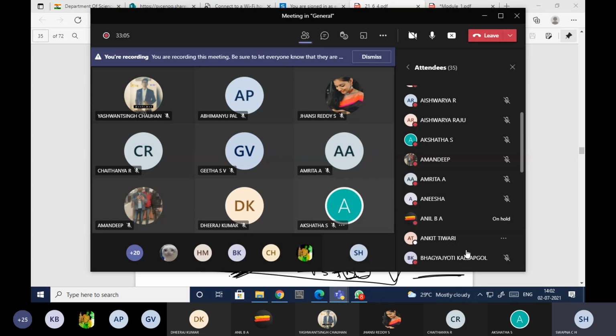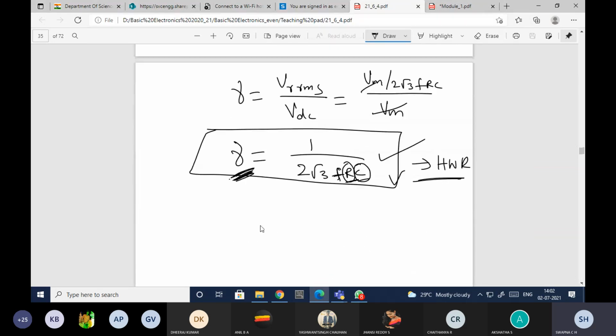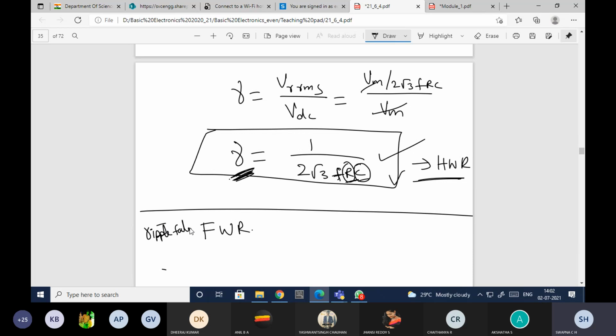Okay, fine. Now, this is all related to the half-wave rectifier. Now let us go to the full-wave rectifier: ripple factor for full-wave rectifier with C filter.